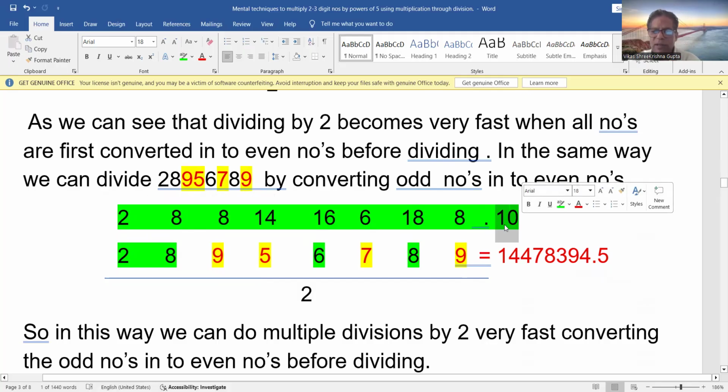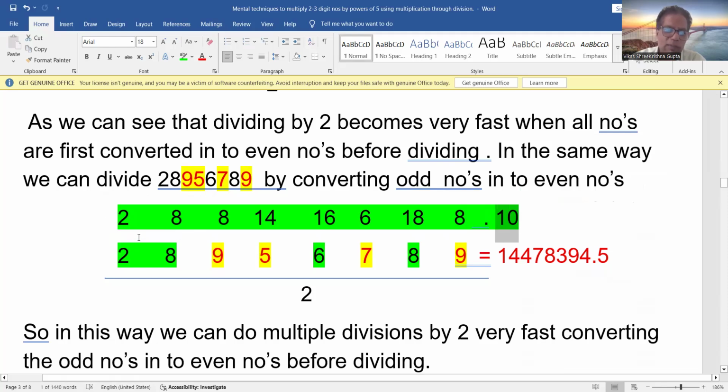Why 0? Because the number is finished, I can write only 0 after that. No other number I can write, because the value of the number is not changed. I can put as many zeros after the decimal as I like, because the value is not changed by putting 0 after the decimal. So I simply write 10.